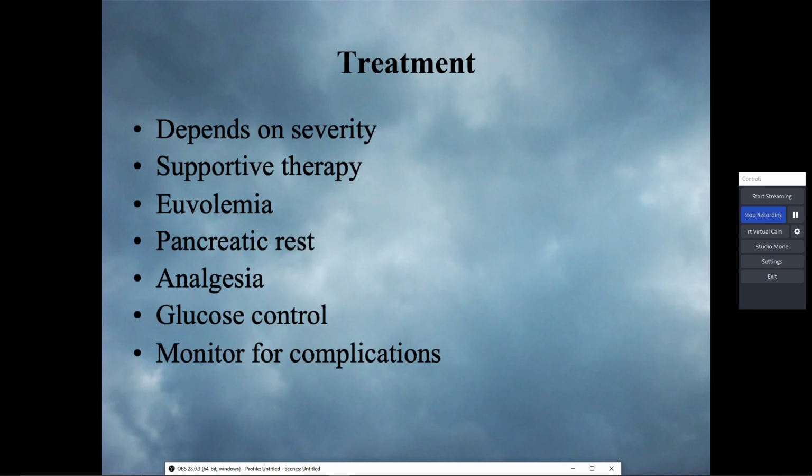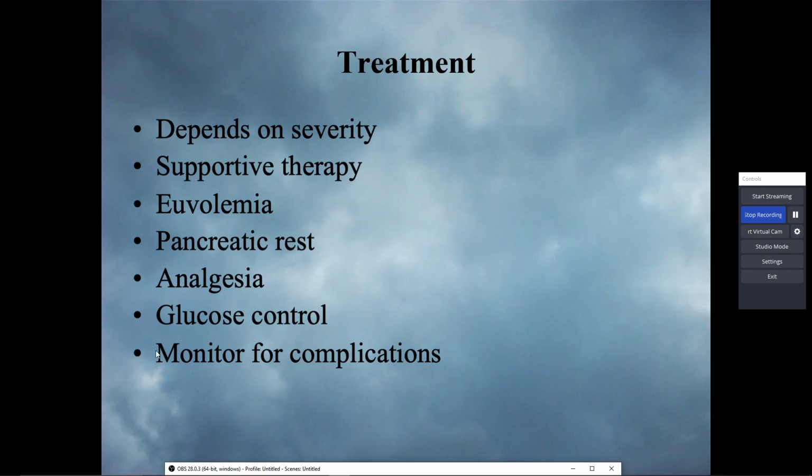We base our entire treatment of pancreatitis upon the severity of the pancreatitis. So if we come in 10 out of 10, crushing pain, dehydration, etc., we're going to do fluid volume resuscitation along with pain management. We're going to do supportive therapies. We're seeking euvolemia. We're not trying to overhydrate, underhydrate. Pancreatic rest. We don't want you to eat. We don't want you to drink. No oral anything of any kind.